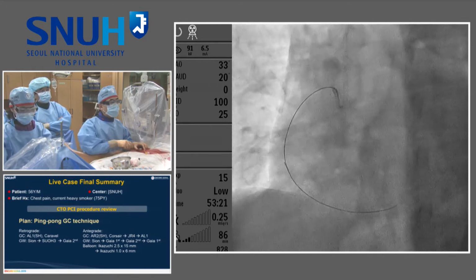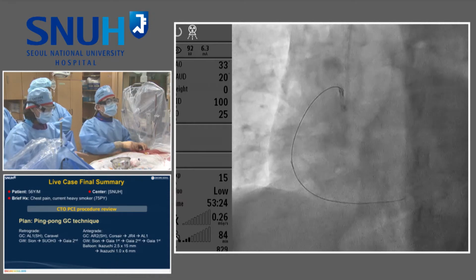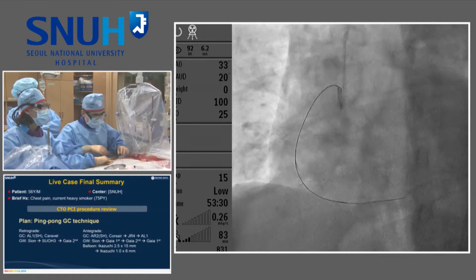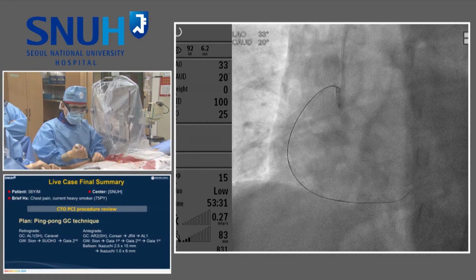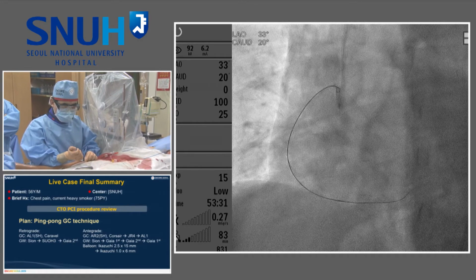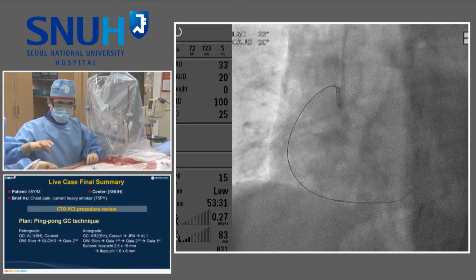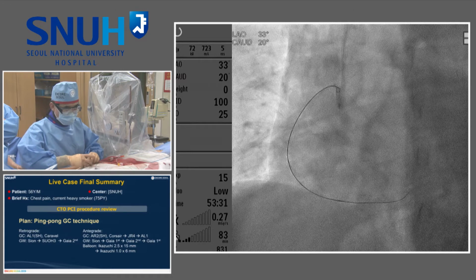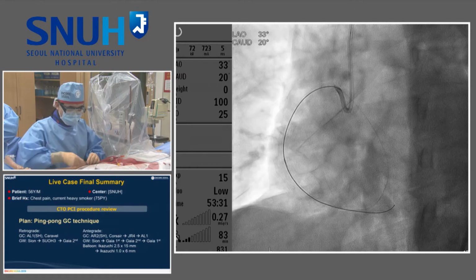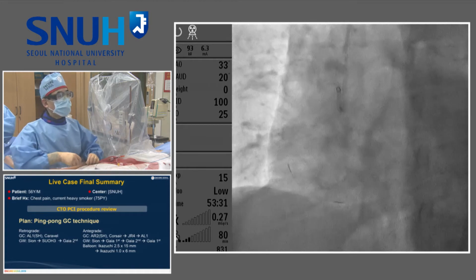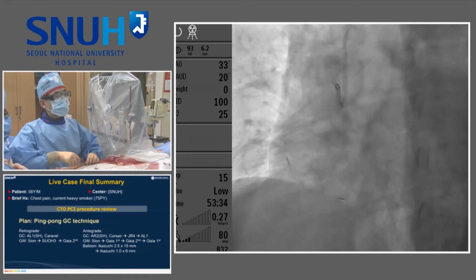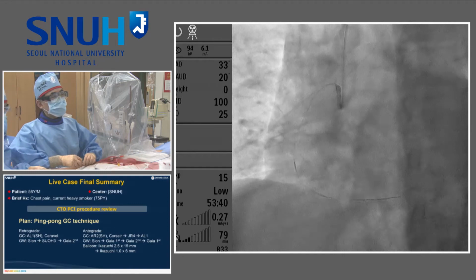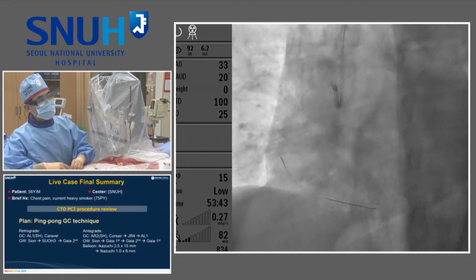When I remove the microcatheter. 오케이. 자, 뺄게요. 자, 소프트웨어 좀 준비하고요. 네, 소프트웨어하고 익스텐션. Integrate wire pass through. 오케이.